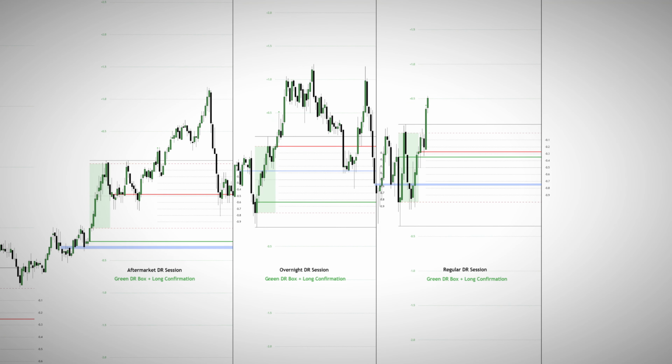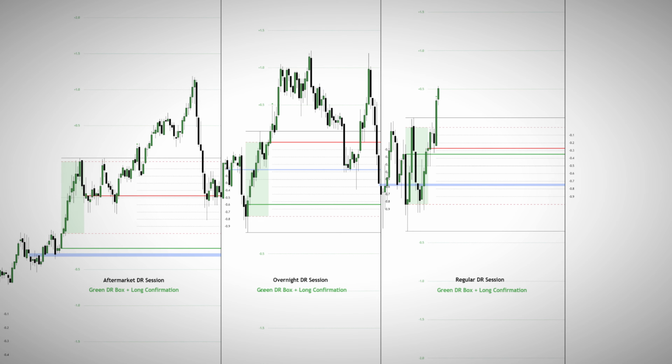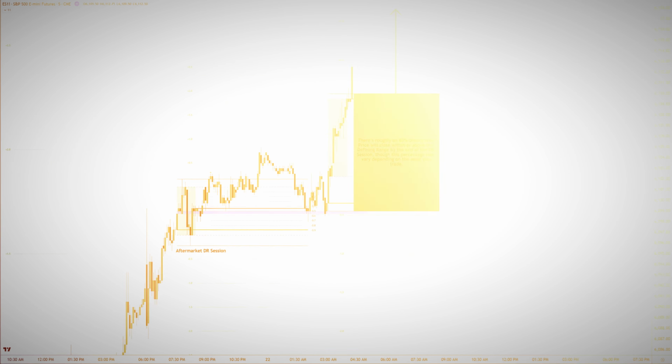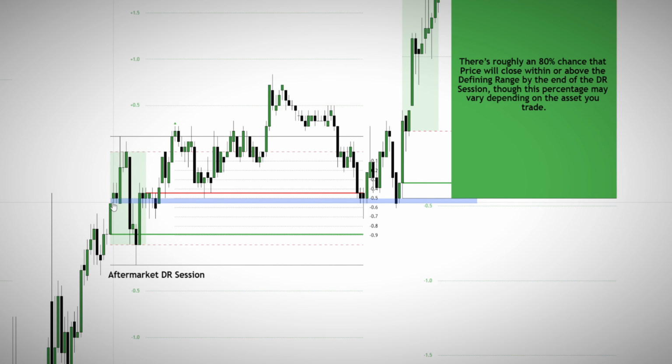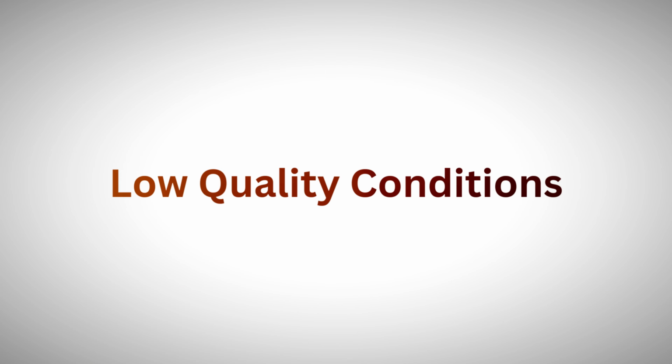Does this look like a high probability DR upside model to you? At first glance it might, but looks can be deceiving. In this episode I break down last week's trades, uncovering key insights into IDR basics and what separates high probability setups from low quality conditions.